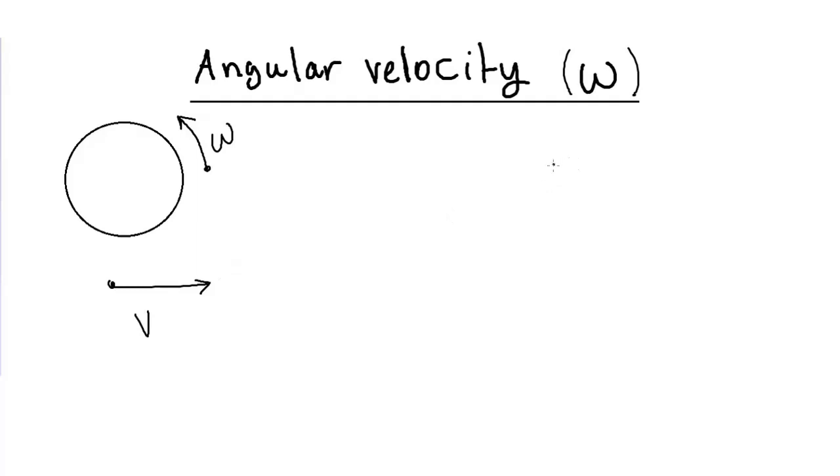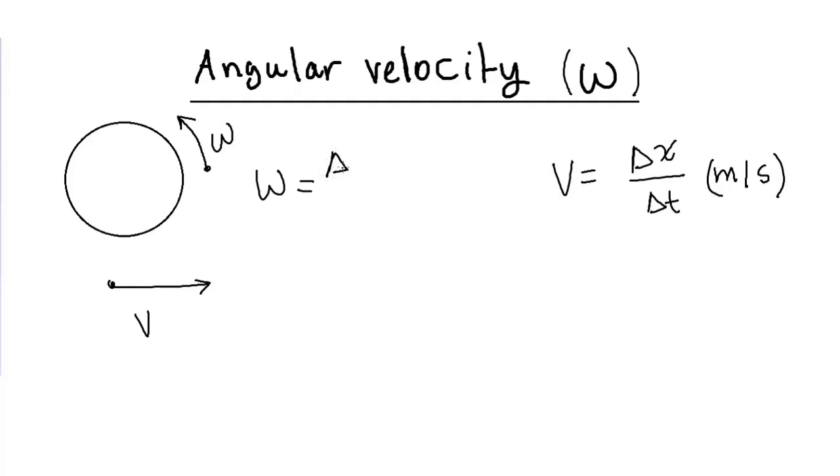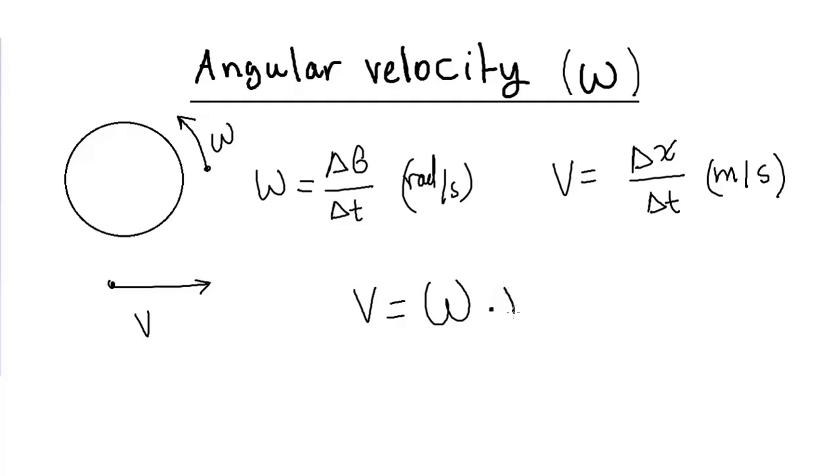So the average linear velocity is displacement divided by time. The measuring unit for this is meters per second. But angular velocity equals the angular displacement divided by time. The measuring unit is going to be rad per second. As you can see, the two equations are very similar. Now the equation that connects linear velocity to angular velocity is this equation: linear velocity v equals the angular velocity omega times r, the radius.